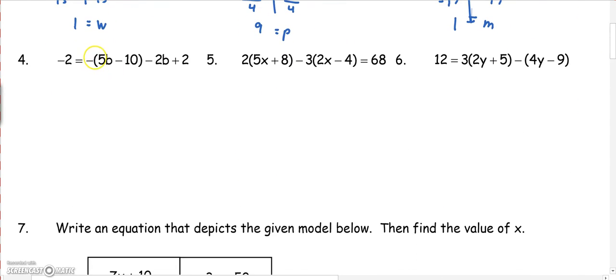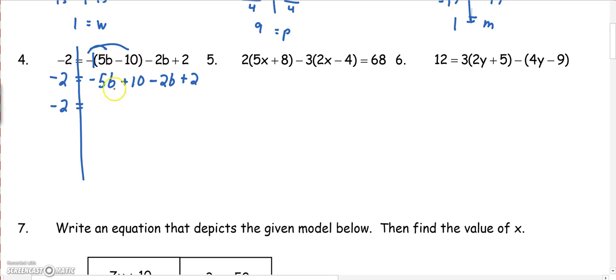Number 4, remember there's a negative sign here, which means it's really a negative 1, so I'm going to distribute a negative 1 into parentheses, which means my signs are going to flip. So it's now negative 2 equals negative 5b plus 10 minus 2b plus 2. Again, I'm going to combine like terms, so negative 2 equals, the b variables combine to be negative 7b, and the constants combine to be plus 12.